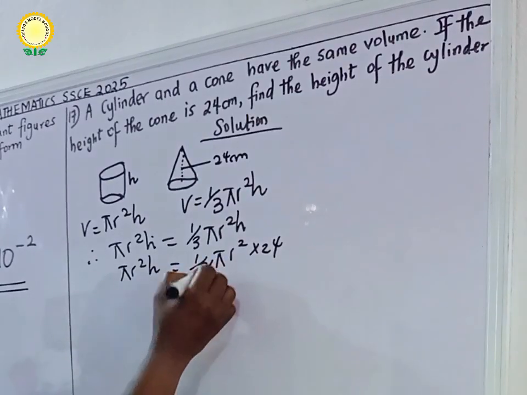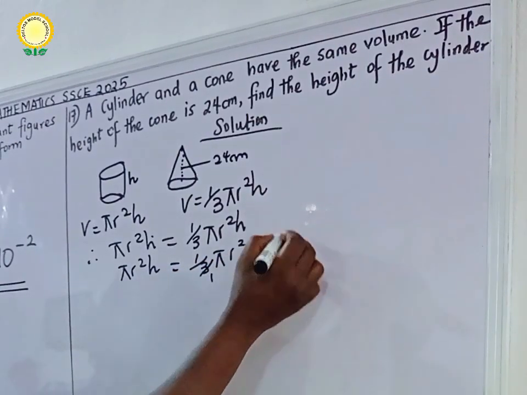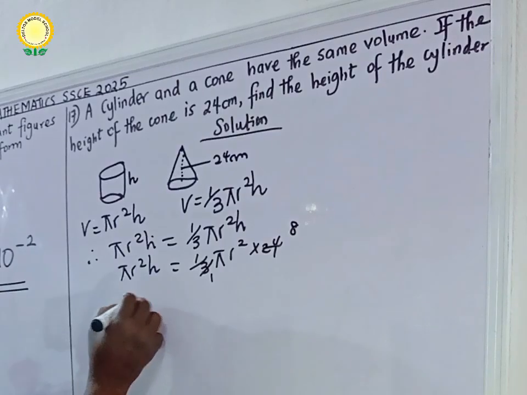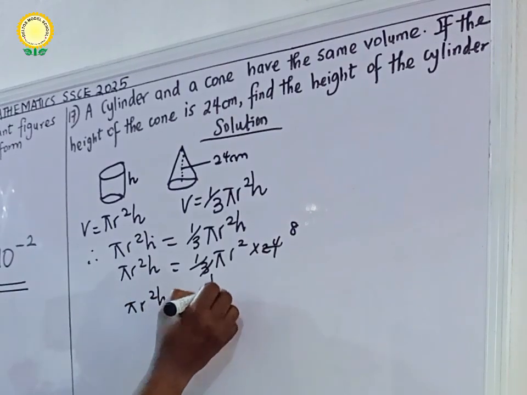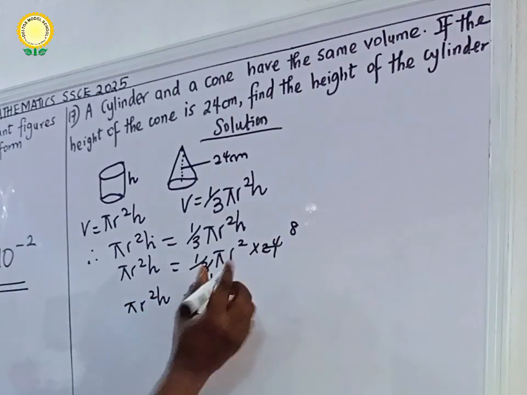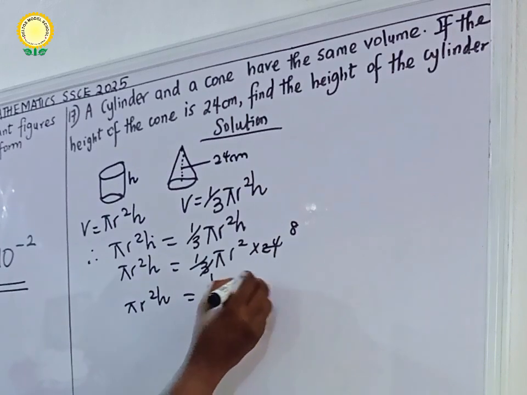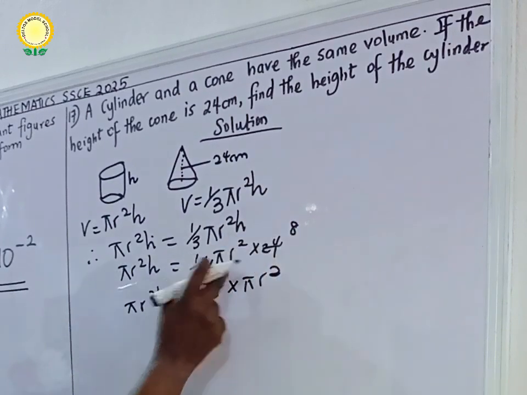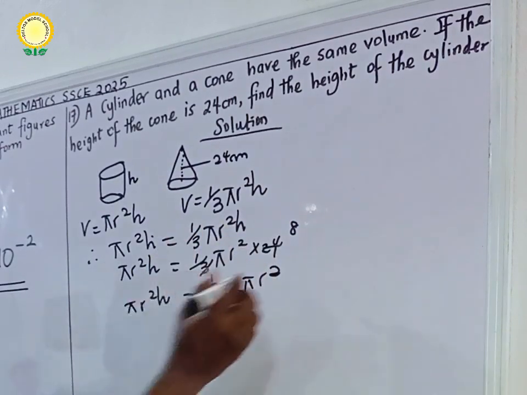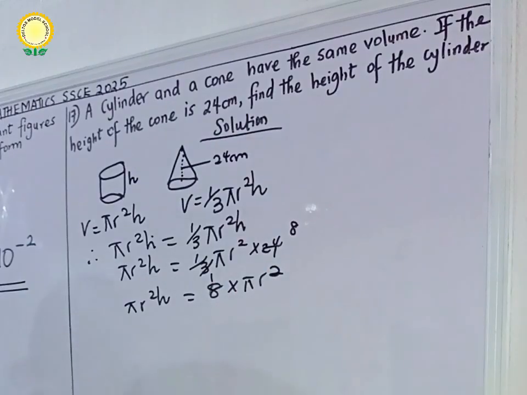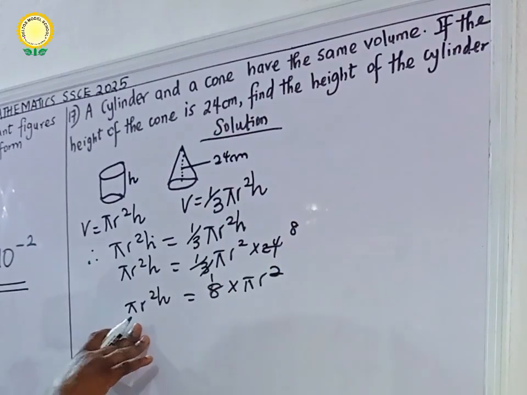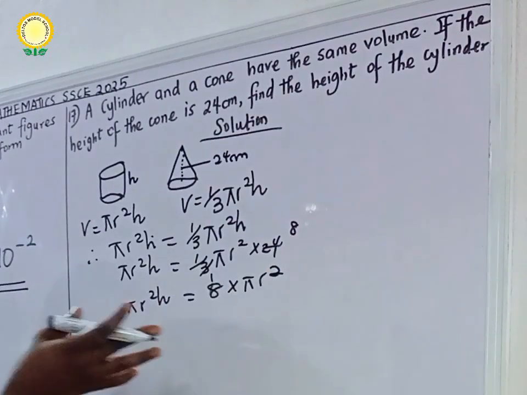So we can start simplifying. 3 in 3 is 1. 3 in 24 is 8. So we have pi r squared h equals 8 times pi r squared. The others have been knocked off. So what are we left with? We are left with pi r squared on this side, pi r squared on the other side.